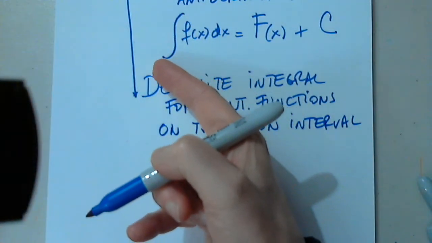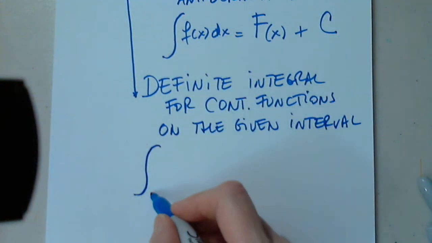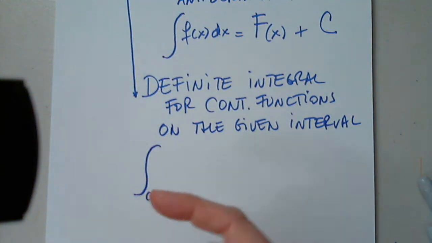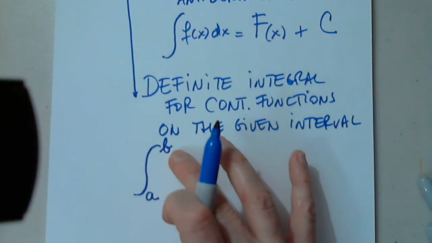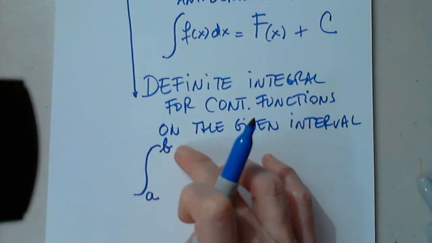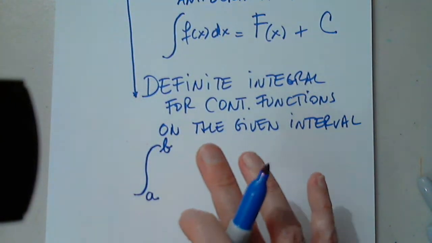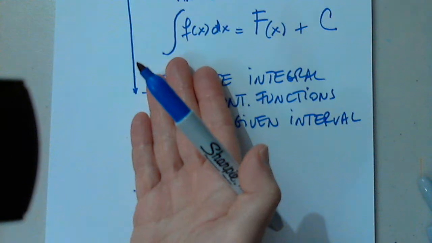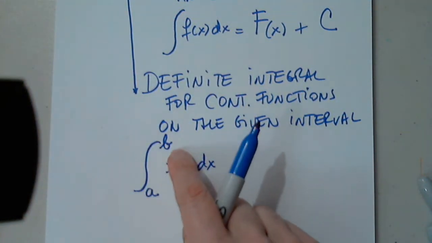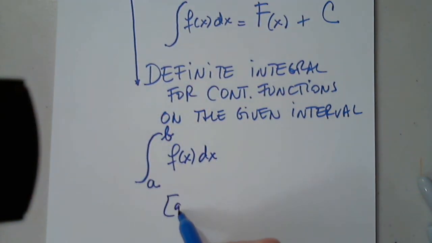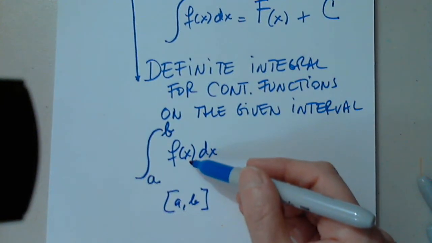It looks exactly the same, but it's definite from a lower limit to an upper limit. It has nothing to do with the operator limit. We call it lower limit, upper limit, but it has nothing to do with the concept of limit. So everything so far is the same, but it's on an interval. So a, b is the interval where we are looking at the function.